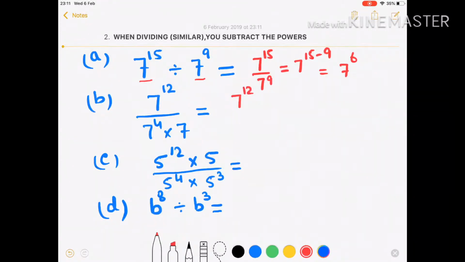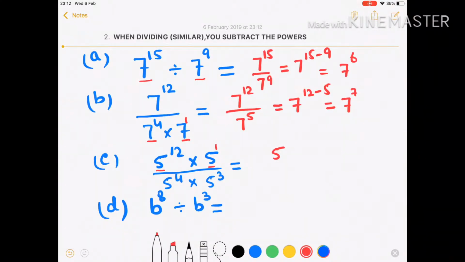Next question, B. Again the rule is when you divide similar bases, you subtract the powers. But at the bottom, we can see 7 to the power 4 and 7. When 7 is alone, it means the power is 1, 7 to the power 1. So at the bottom, the 7s are multiplying and you can add the powers using rule number 1, so it will be 5. Then both are 7 and dividing, so you subtract 12 minus 5, and the answer will be 7 to the power 7.